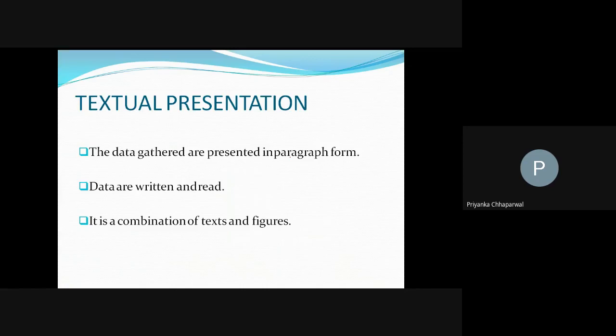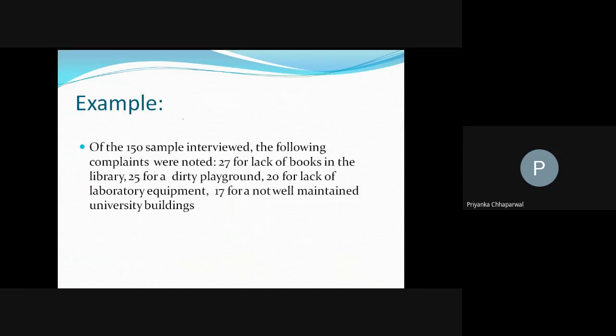in a paragraph form. We have taken one example. Of the 150 samples interviewed, the following complaints were noted: 27 for lack of books in the library, 25 for a dirty playground, 20 for a lack of laboratory equipment, and 17 for a not well maintained university building. So it is the paragraph form.